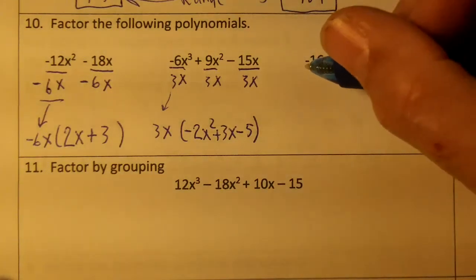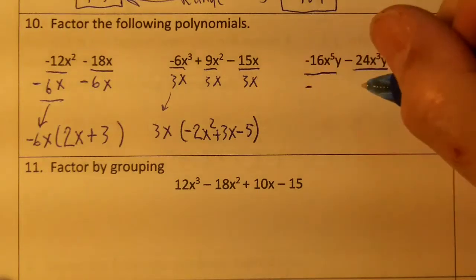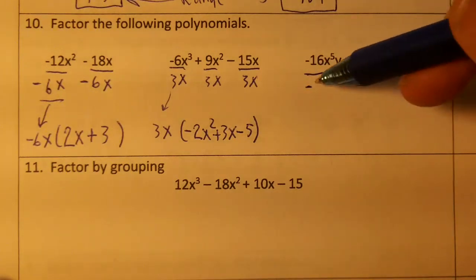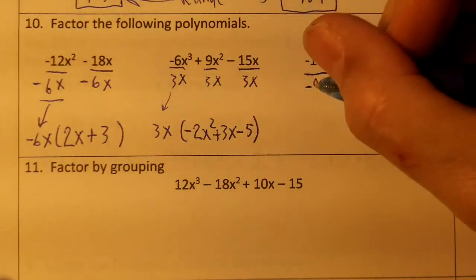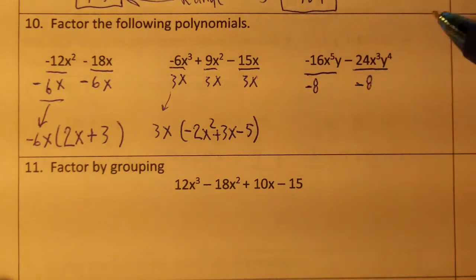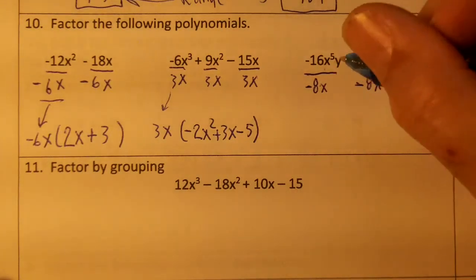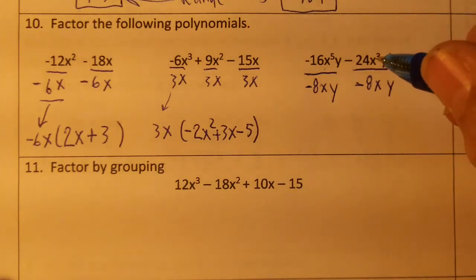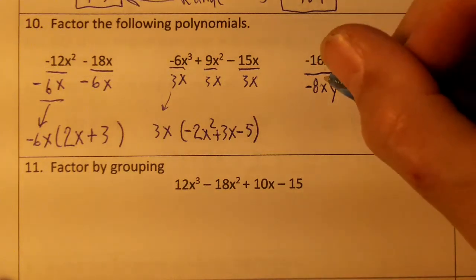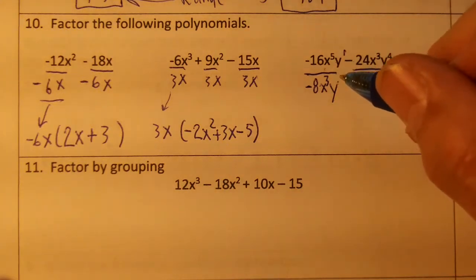Okay, the last one, they both have negatives, don't they? So I can divide by a negative. If they both have negatives, you could take a negative out. 16 and 24, the GCF of that is 8. They both have x's. And they both have y's. The smallest exponent on the x would be 3. And the smallest exponent on y would be that 1, wouldn't it?